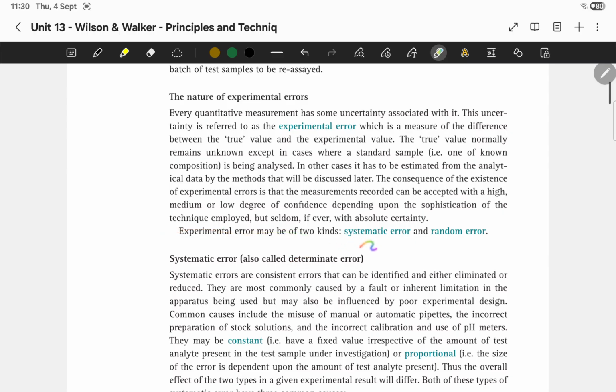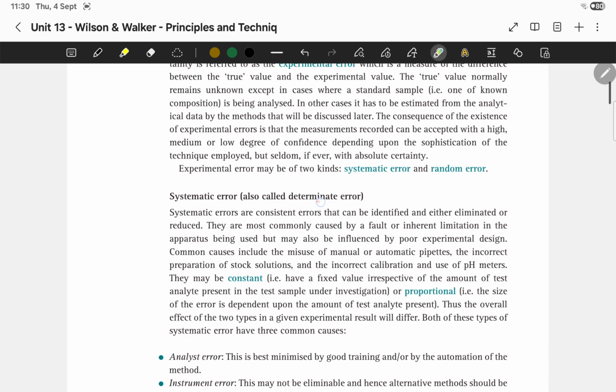Experimental errors may be of two kinds: systematic error and random error. Systematic error, also called determinate error. Systematic errors are consistent errors that can be identified and either eliminated or reduced. They are most commonly caused by a fault or inherent limitation of the apparatus being used, but may also be influenced by poor experimental design.